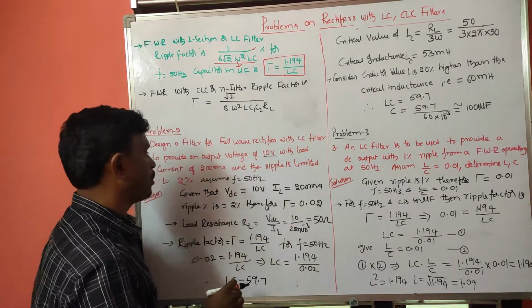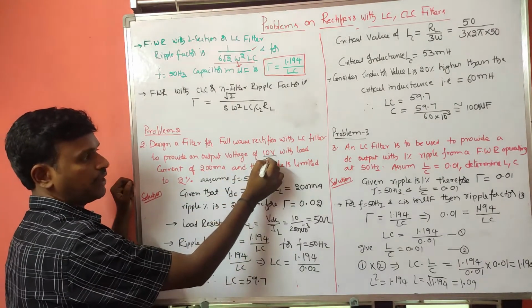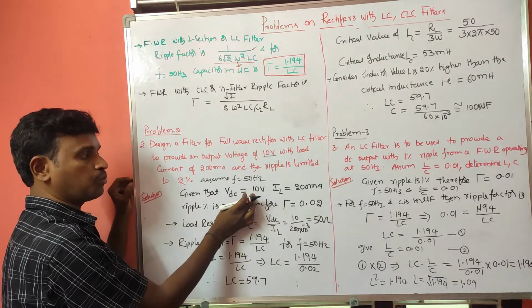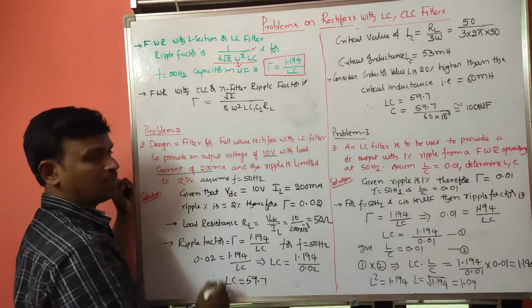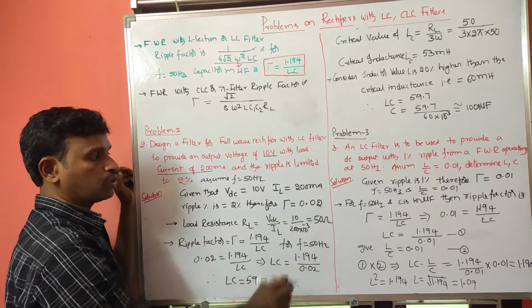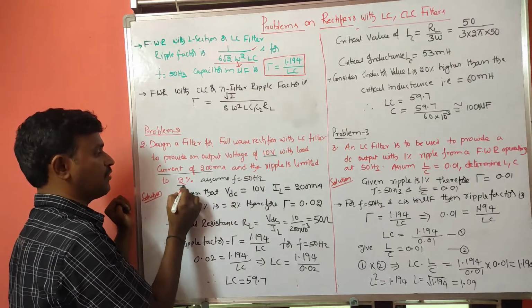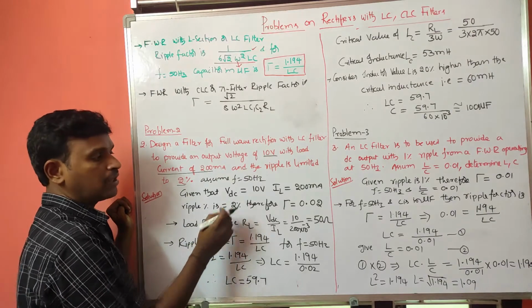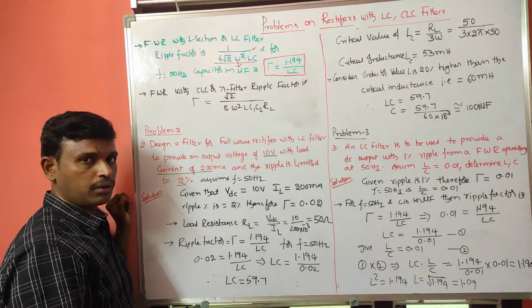Okay. So now the given data is VDC equal to 10 volts, that is the load voltage or output voltage is 10 volts, and here it is given that the current is 200 milliamperes, so IL is equal to 200 milliamperes, and the ripple percentage is given as 2%. So the ripple percentage is 2%, then the ripple factor is nothing but 0.02. Okay.